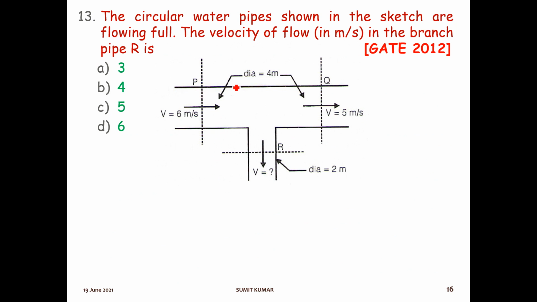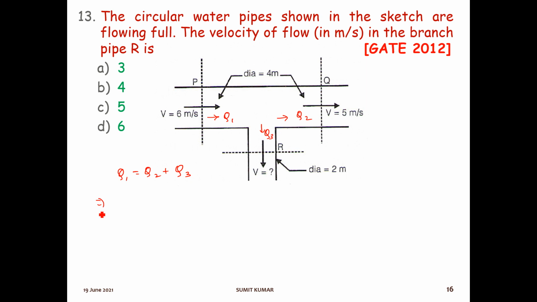First of all, read this question properly. The circular water pipes shown in the sketch are flowing full. This is the case of flow through pipes, and we need the velocity of flow in the branch pipe R. It is a very basic concept: whatever amount of Q1 comes, it will be split into two parts, Q2 and Q3. As per this figure, we can write Q1 is equal to Q2 plus Q3.